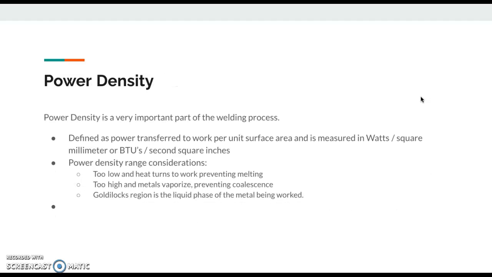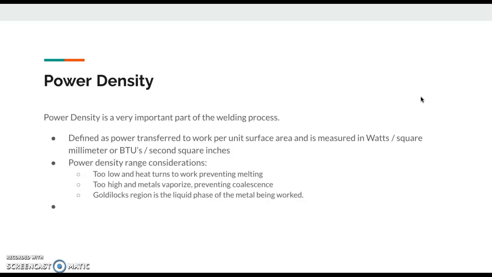So talking about power density, it is defined as the power transferred to work per unit surface area, generally measured in watts per square meter, or in English system, BTUs per second square inches.